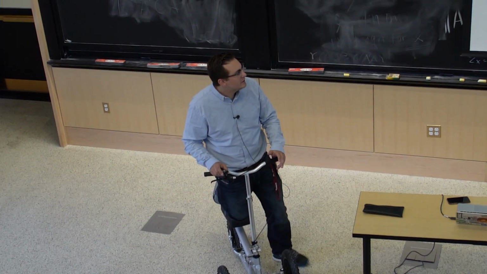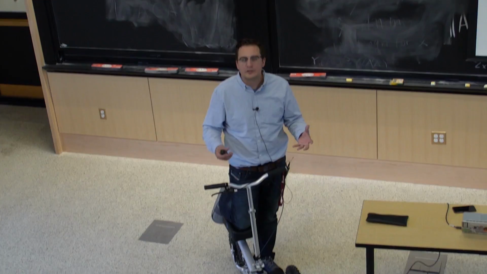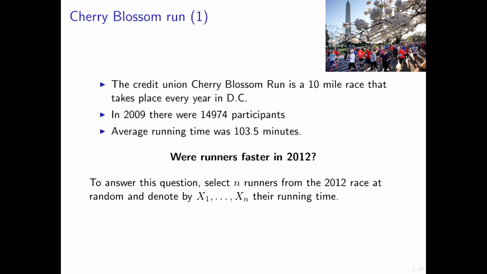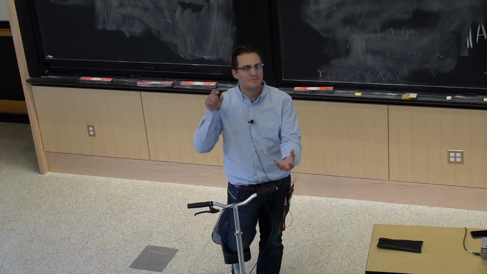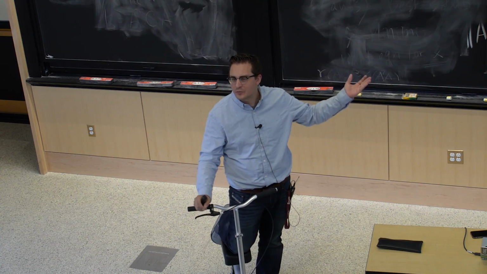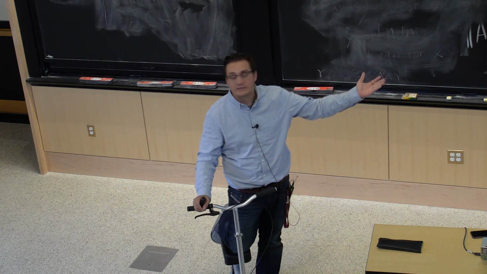So, to answer this question, what we do is we select n runners, right? So n is a moderate number that's more manageable than 15,000, from the 2012 race at random. That's where the random variable is going to come from, right? That's where we actually inject randomness in our problem. Remember, this is an experiment. So really, in a way, the runners are the omegas. And I'm interested in measurements on those guys. So this is how I have a random variable. And this random variable here is measuring their running time.